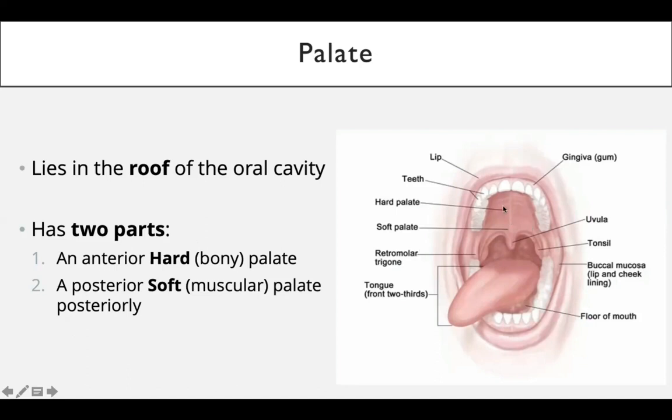an anterior hard or bony palate and a posterior soft or muscular palate, which is present posteriorly. So the anterior half of the palate is hard, and anteriorly it's known as the hard palate, and posteriorly there's a muscular part of the palate, that's the soft palate. Here you can see the hard and there is the soft palate. There is no visible distinction between them, but when the bone ends and the muscle starts, that is where the soft palate starts. And one of the important markings of the soft palate is the uvula.